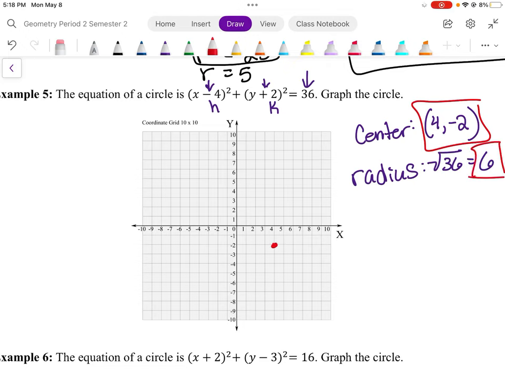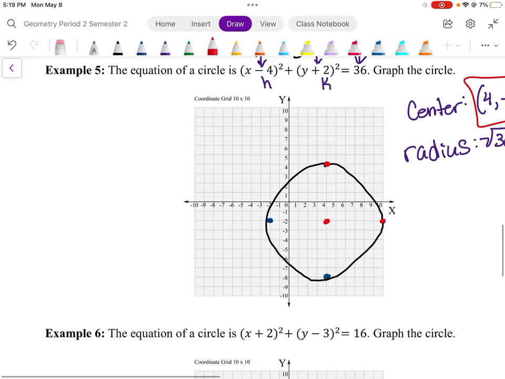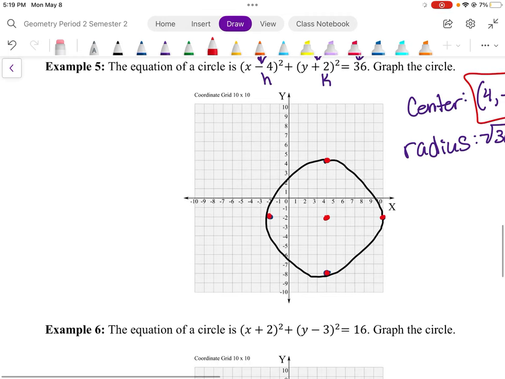Then you'll start by plotting this point at (4, -2). And because our radius is 6, we're going to plot 4 points going 6 up, 6 to the right, 6 down, and then 6 to the left. Once you have those 4 points, you're going to do the best you can to draw a circle connecting them. And again, it doesn't have to be perfect, just as long as you have those points very clearly marked on your graph and you attempt to draw a circle, you'll get full credit on this.